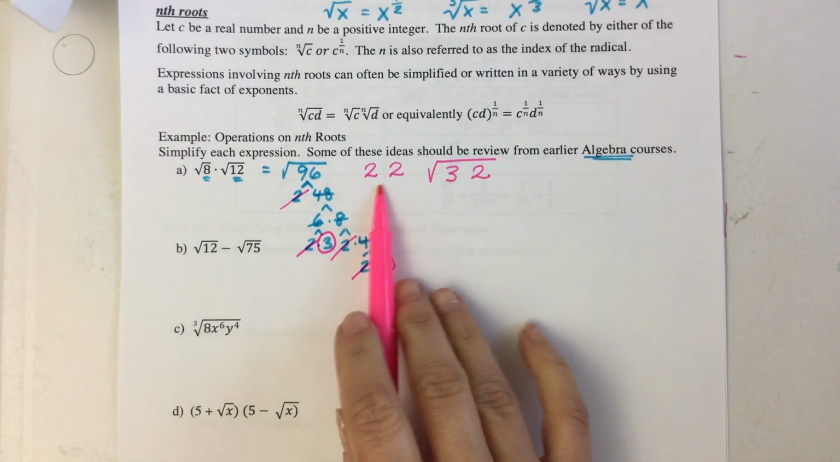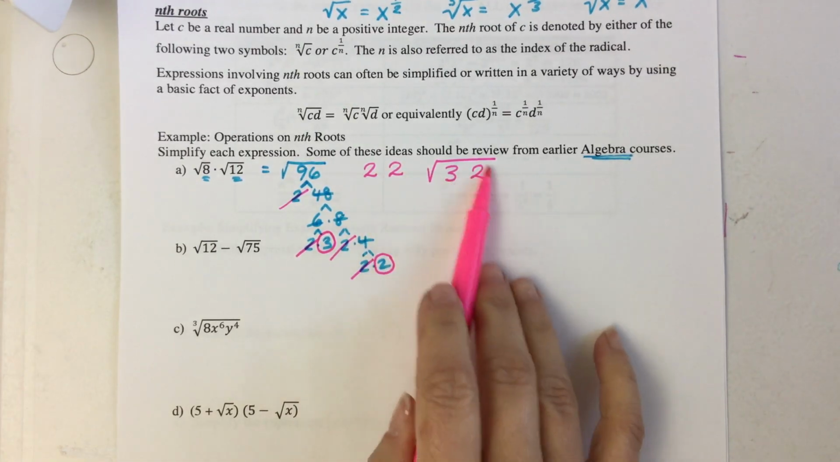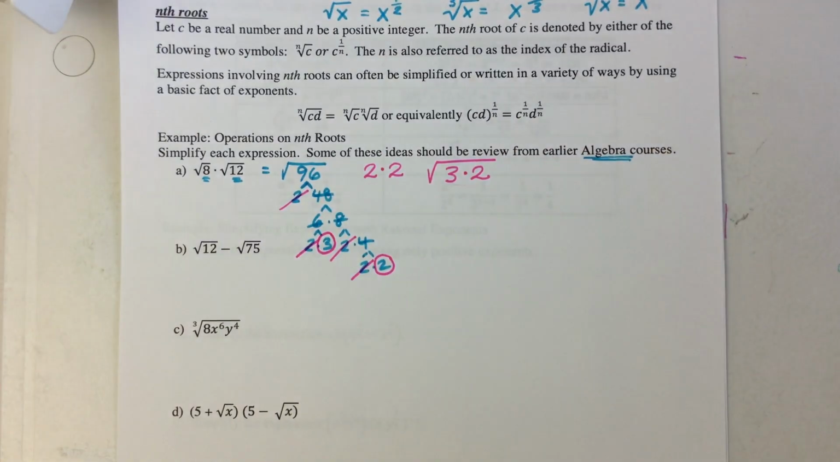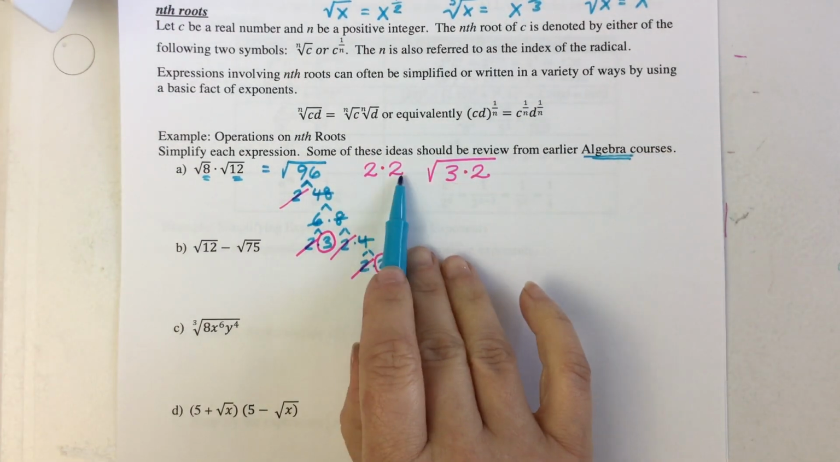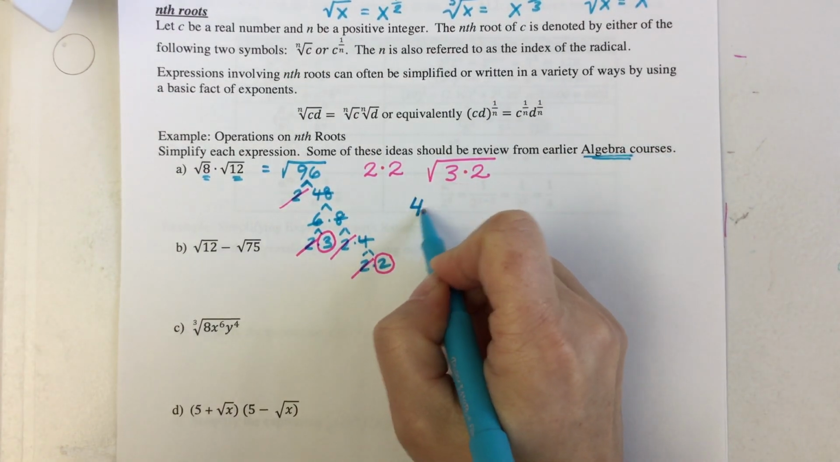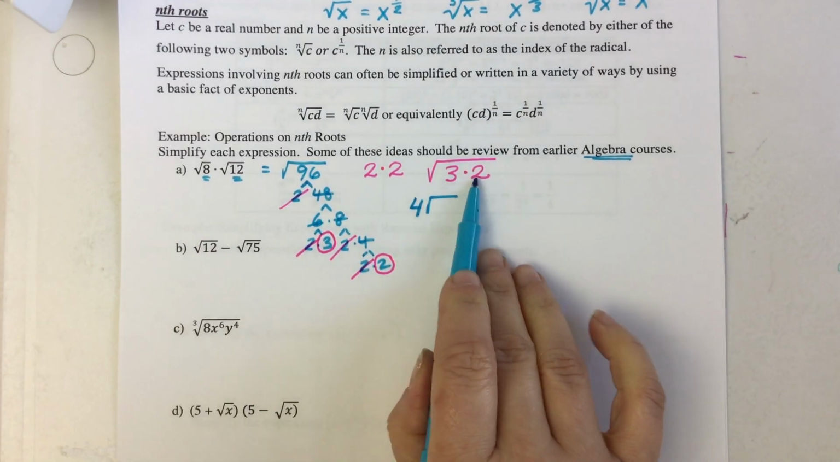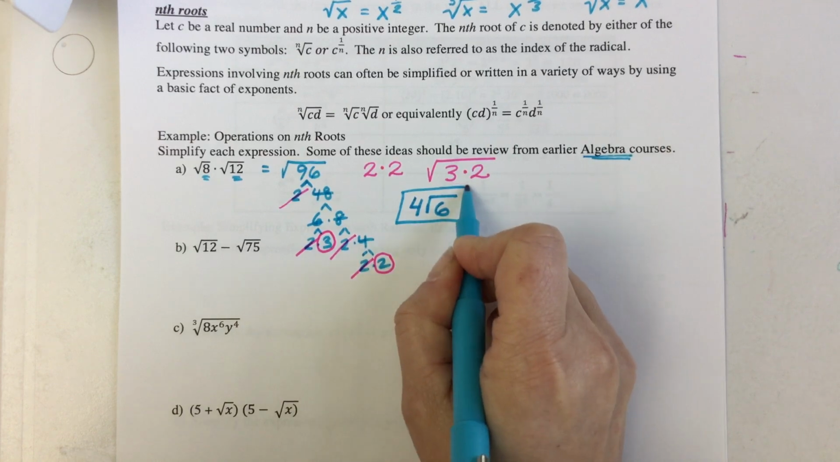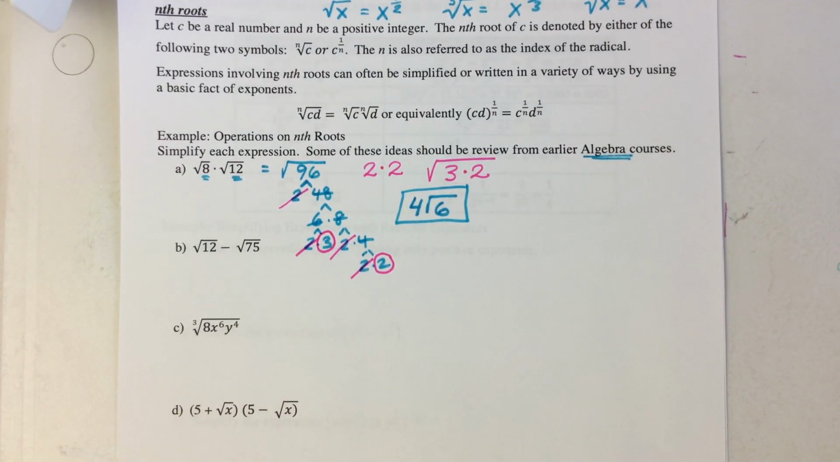Now you have to make it so you only have one number on the outside and one number on the inside. The way you do that is you find the product. I had 2 numbers on the outside, so I multiply them. 2 times 2 is 4. I have 2 numbers on the inside, so I multiply them. 3 times 2 is 6. So our first example, the square root of 8 times the square root of 12 can be condensed into the square root of 96, which is equal to 4 square roots of 6.